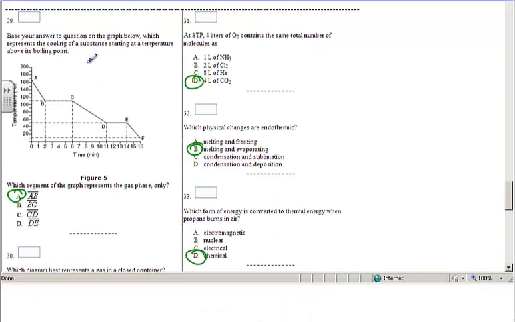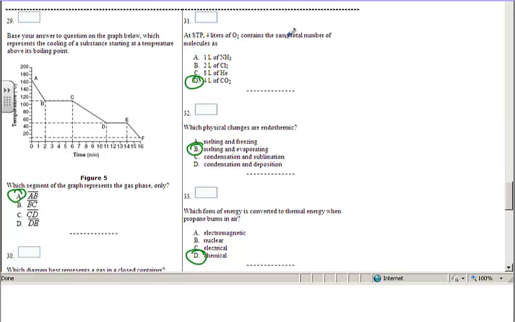Okay, so what I did was I went ahead and answered these questions for you, and I'd like you to review the question, and if you have any questions you can ask me in class. But remember here, which segment represents gas phase only? That's going to be A to B. This is cooling, so gas, and then finally solid down here.